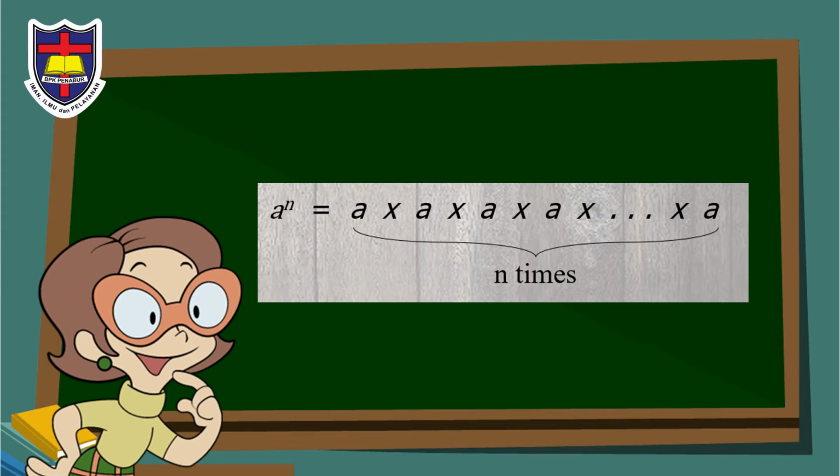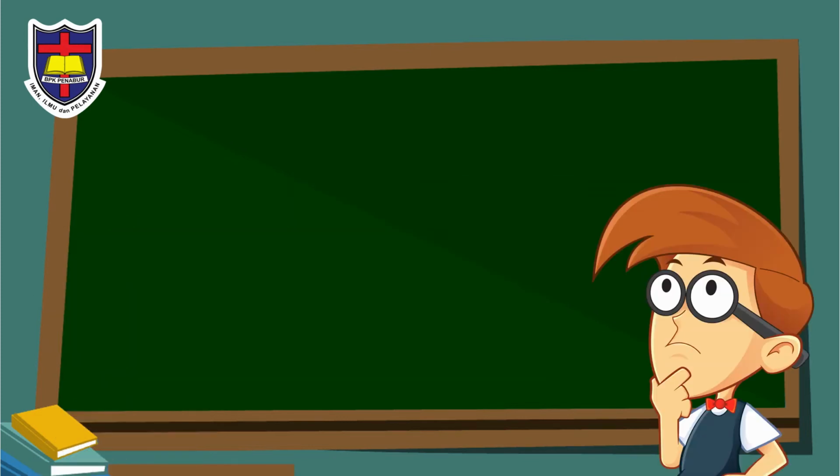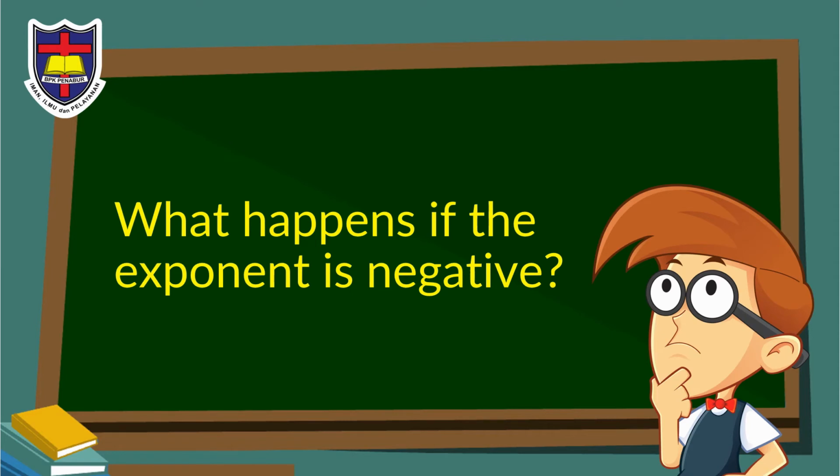So in general, this is the rule of exponent. If we have a to the power of n, it means we use a n times in multiplication. Okay, next. What happens if the exponent is negative? Because from the example above, we only use positive exponents.